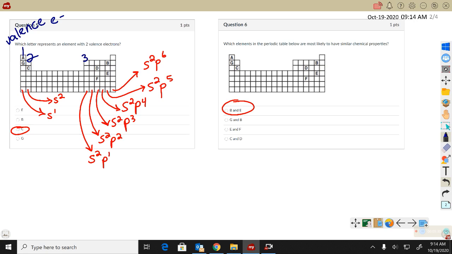And carbon would be 2s2, 2p2. But there will always be 4 valence electrons. Everybody in the nitrogen family will have 5 valence electrons. The oxygen family will all have 6. The halogens will all have 7.